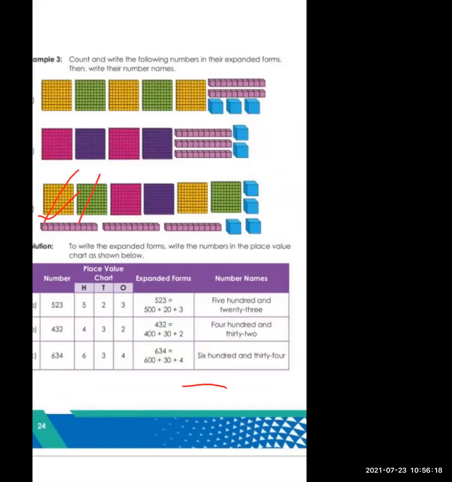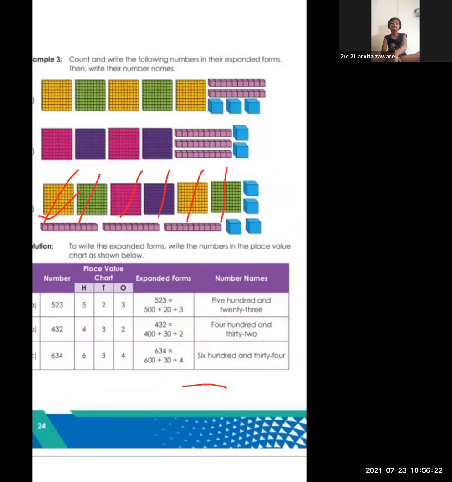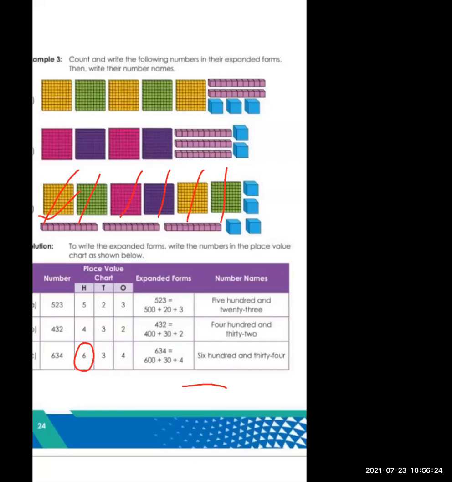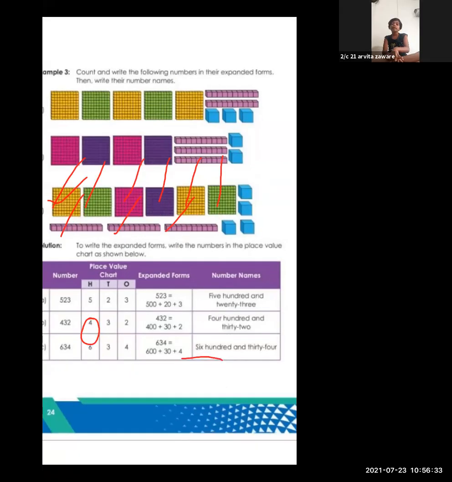How many hundreds are there? 1, 2, 3, 4, 5, 6. 6 hundreds are there. How many tens are there? 1, 2, 3. 3 tens.